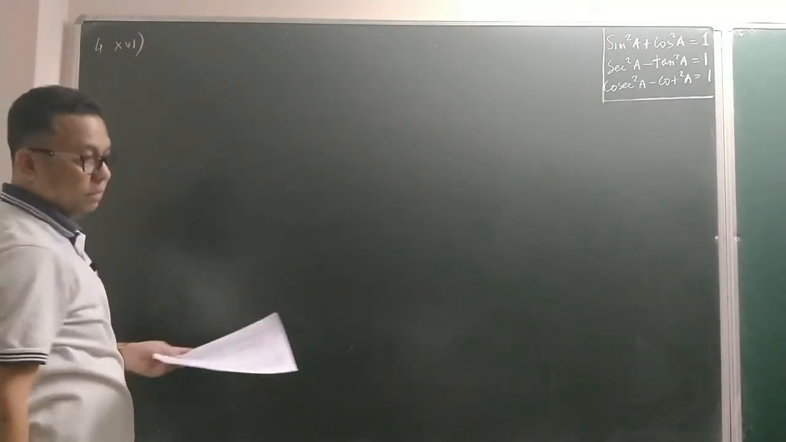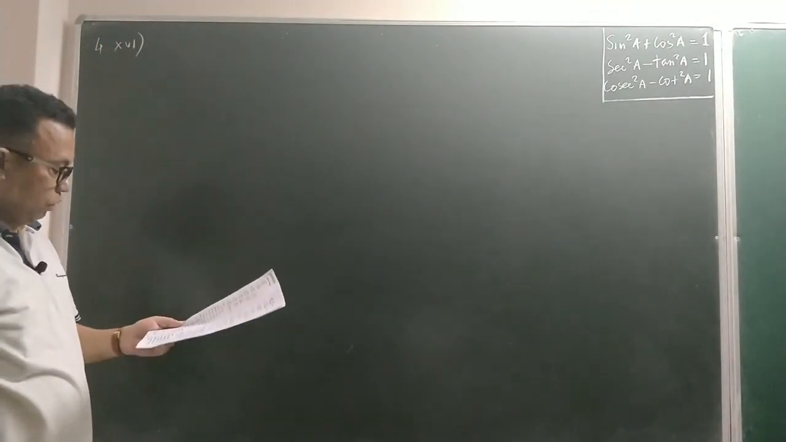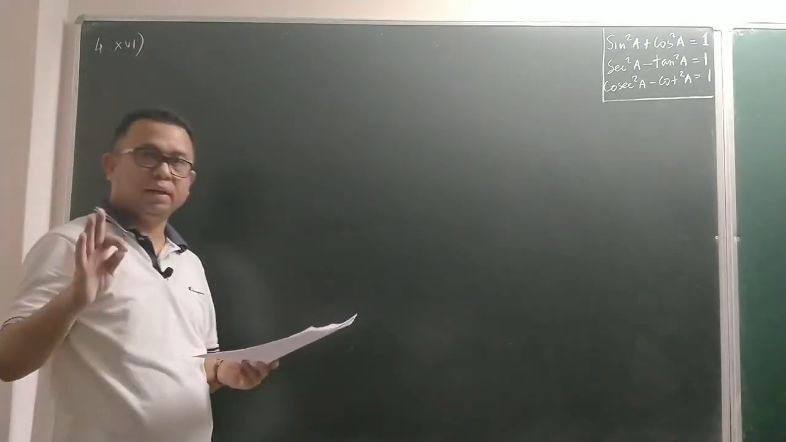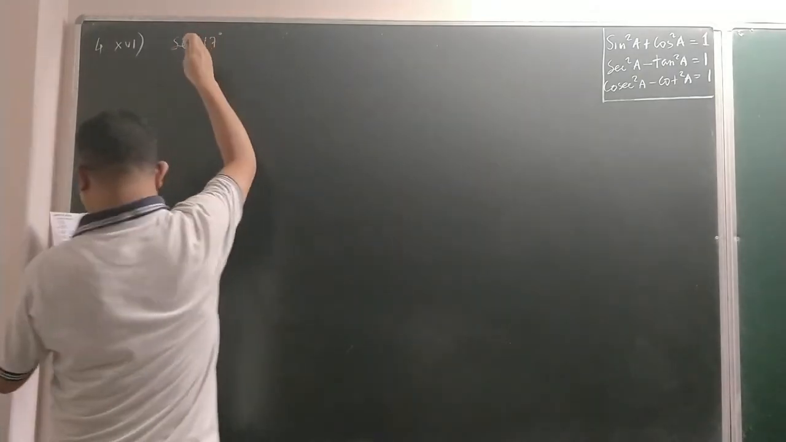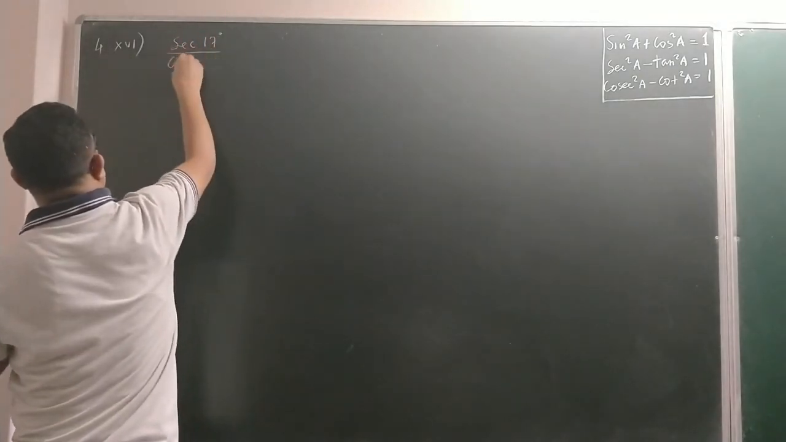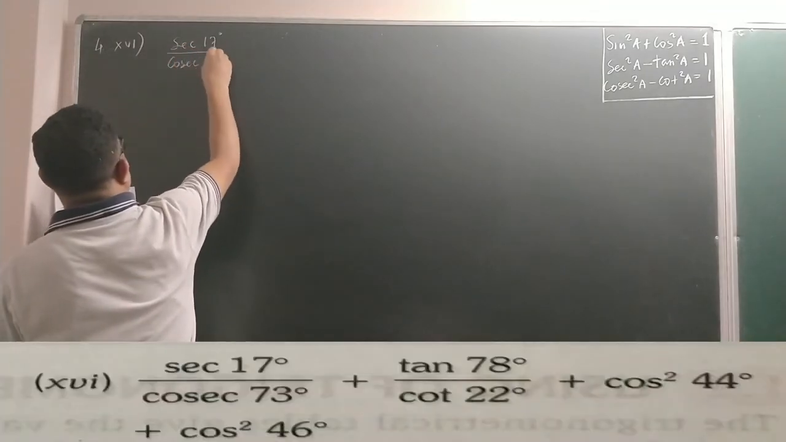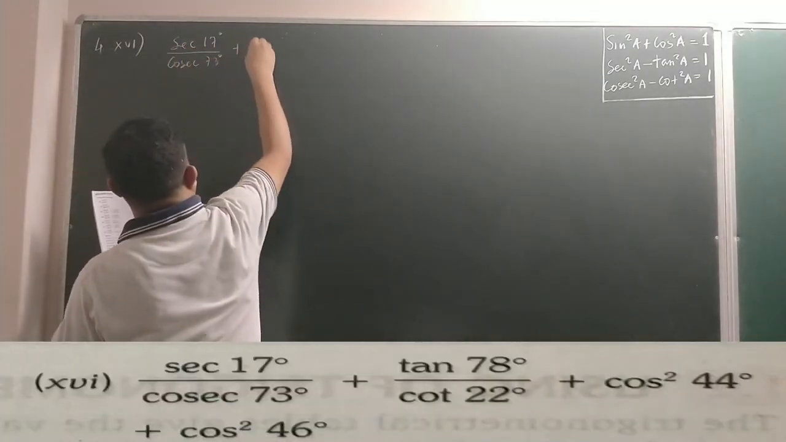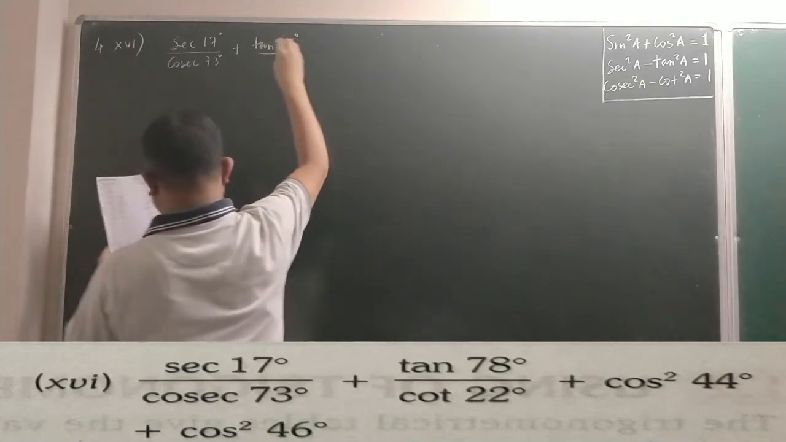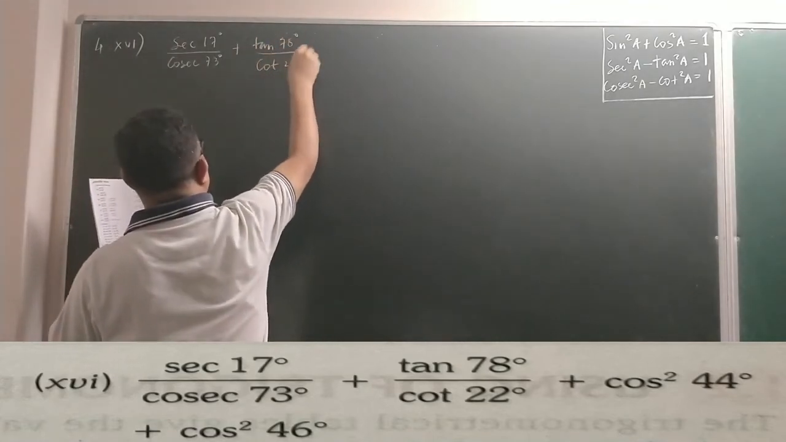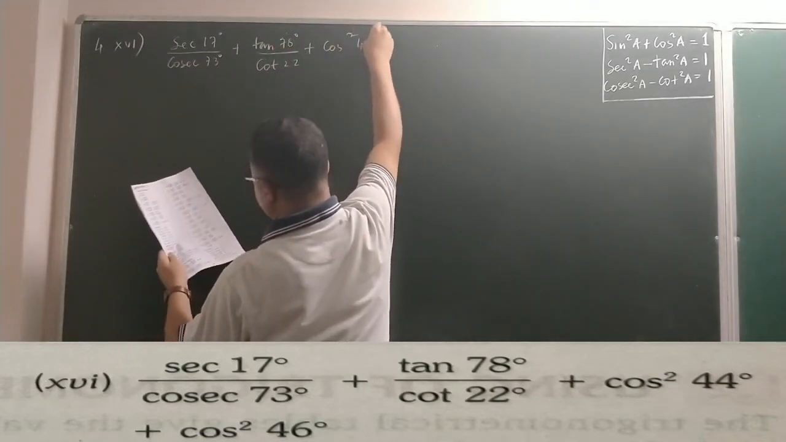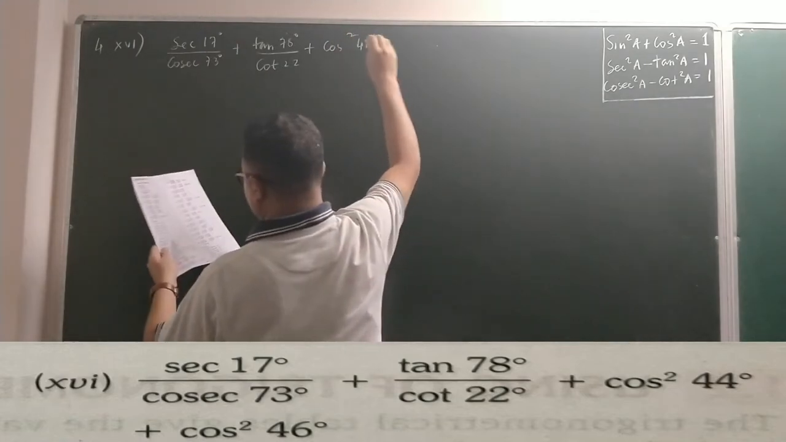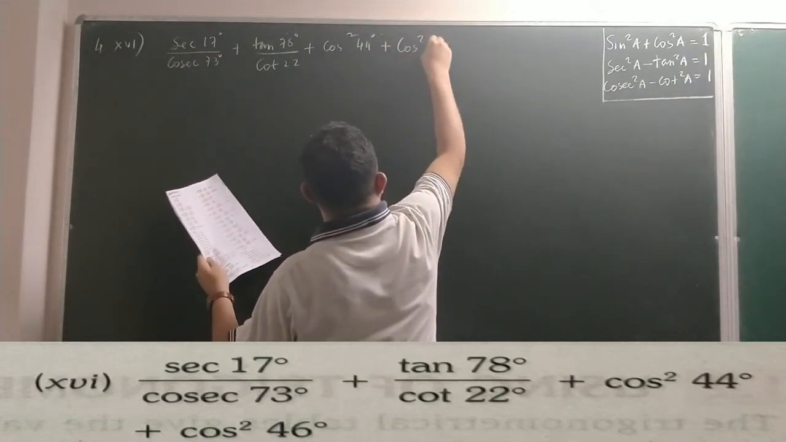And it is question number 4, it is 16. So that means there are 16 questions here in question number 4. You have a lot of things to do, but they are all simple and easy. Try it. Okay, it says sec 17 degree over cosec 73 degree, plus tan 78 over cot 22, and then plus cos square 44 degree plus cos square 46 degree.